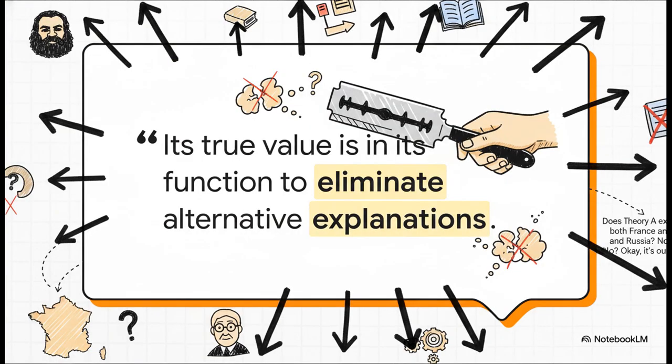So here's the really crucial point. You don't use these methods to just magically discover a cause out of thin air. That's not how it works. In the real world, historians show up with a bunch of competing theories already in hand, from Marx, from Weber, you name it. They then use Mill's logic like a detective to test these theories against what actually happened. They can say, does theory A explain both France and Russia? No. Okay, then it's out. It's like a logical razor for just cutting away the bad explanations.